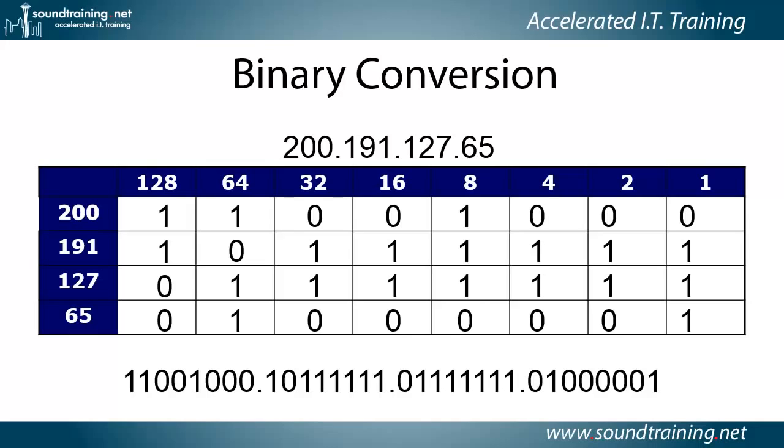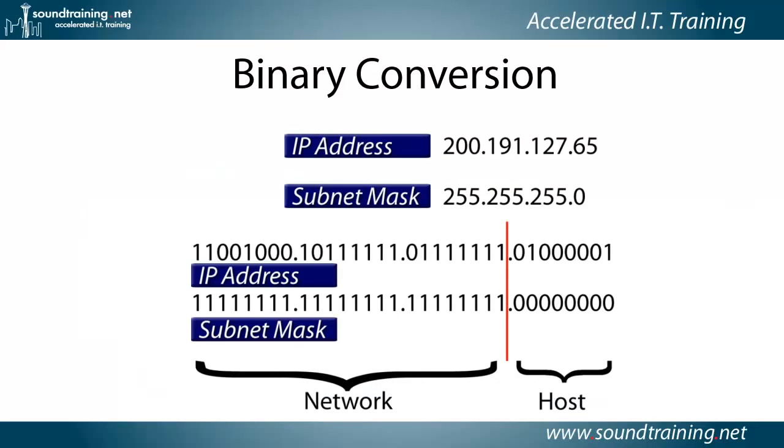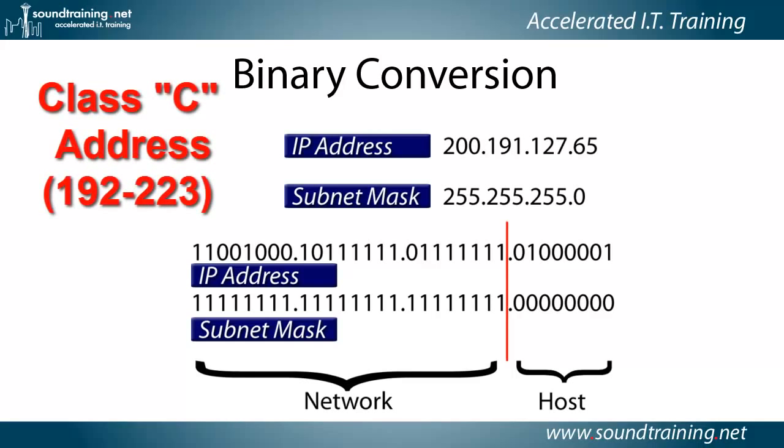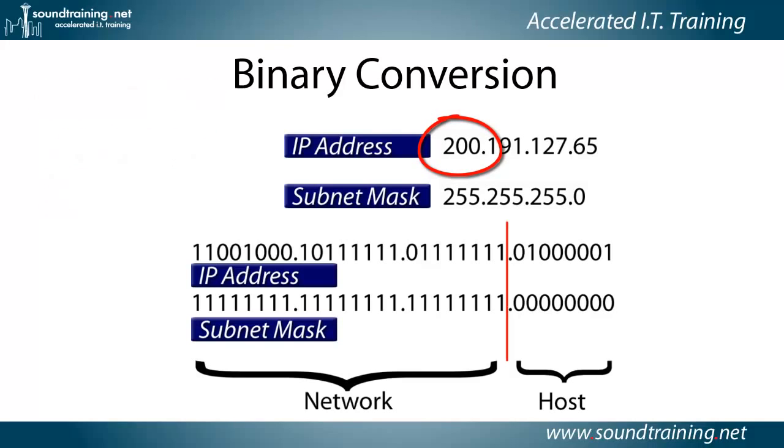With every IP address, there's always a what? A subnet mask, right? And what's the point of the subnet mask? What does it do? Well, let me see if I can explain it. What class is that address? 200.191.127.65. That is a Class C address. We know that because of the value of the leading octet, the leftmost octet, which falls within the range of 192 to 223 inclusive. That makes it a Class C.